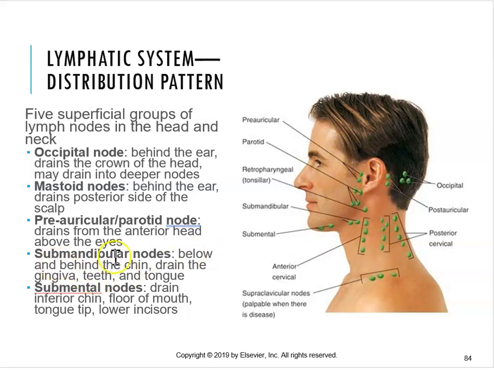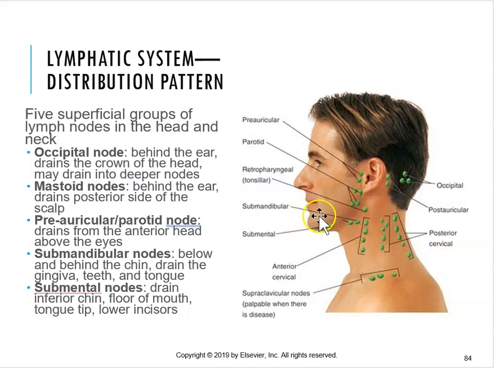We have the submandibular node, which is, so this is the mandible, it's just underneath the mandible, and it's below and behind the chin. Okay, so it is right behind the chin. And what does it drain? Well, anything from the gums, the teeth, and the tongue, they all go here and they get drained out over here. So the fluid from the blood vessel that comes out gets filtered in these nodes and then they go down. Then we have the submental.